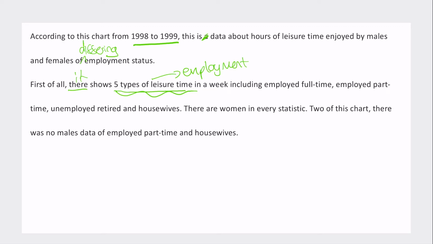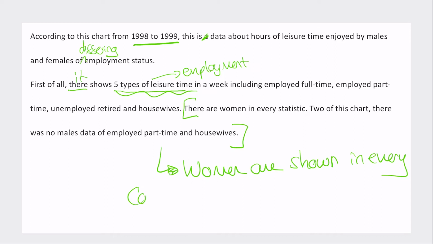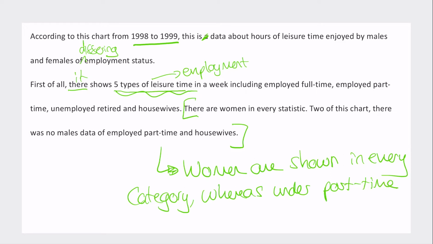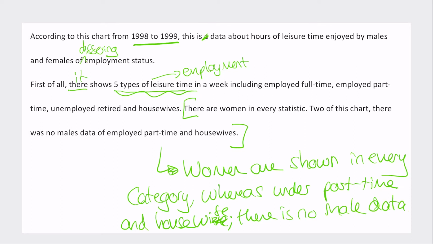Okay, there are women in every statistic. In 2 of this chart, there were no male data. So they're trying to explain that there are some categories where there's no male data. A better way to express that would be: women are shown in every category, whereas under part-time and housewife, there is no male data.